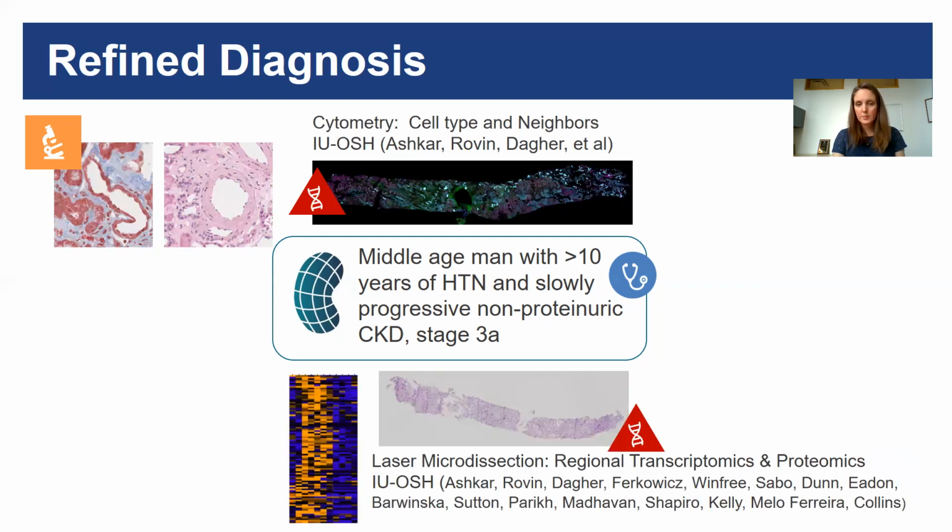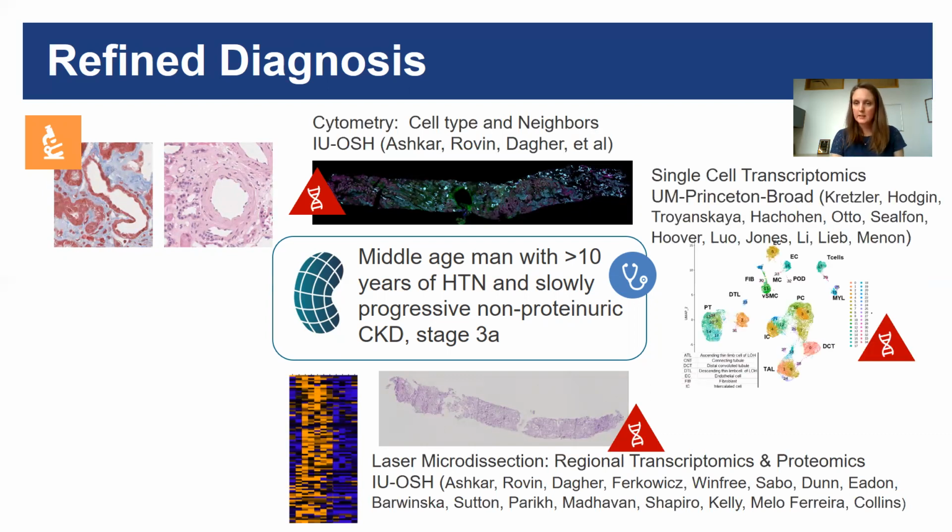The same group does laser capture microdissection of different nephron segments as well as compartments in the kidney, and does regional transcriptomics and proteomics. And here again, they could confirm not only that there were markers of tubular injury and immune cell activation, but they could see it in both their transcriptomics and proteomics data sets.